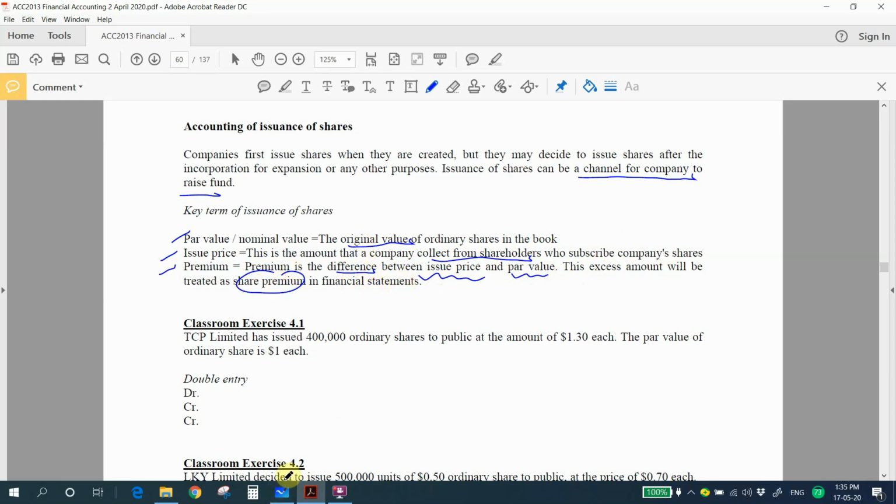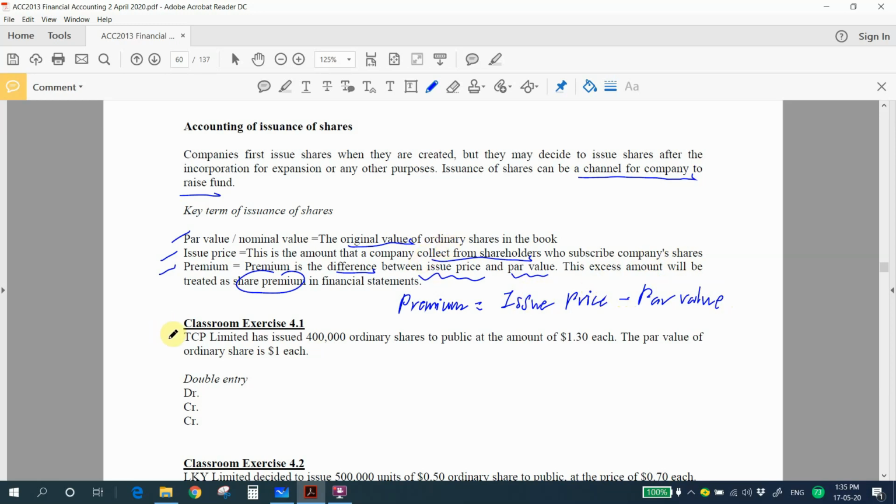So basically, we can say that premium equals issue price minus par value. So we use one example to practice the accounting of issuance of share.